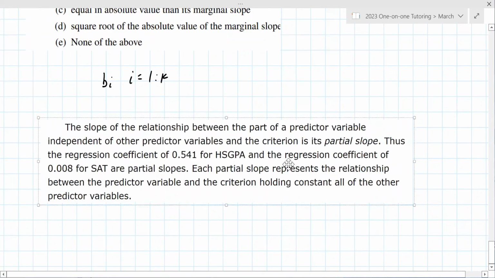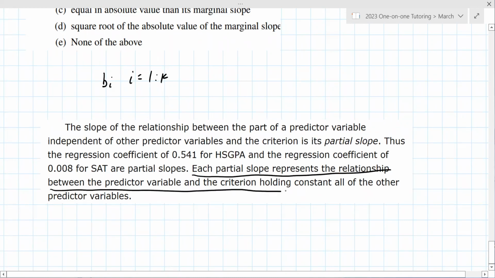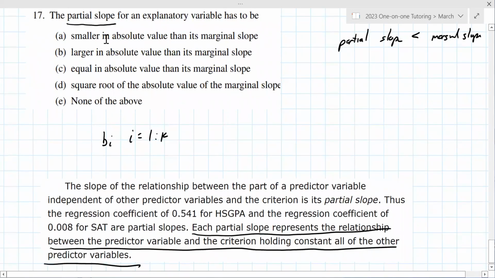All right, but this one's somewhat useful. Here's probably some of your slide. It's saying that the part of the predictor variable independent of other predictor variables and the criterion is its partial slope. Each partial slope represents the relationship between the predictor variable and the criterion holding constant all the other variables. So basically if you only care about that one variable and all the others are constant. But why is it smaller?